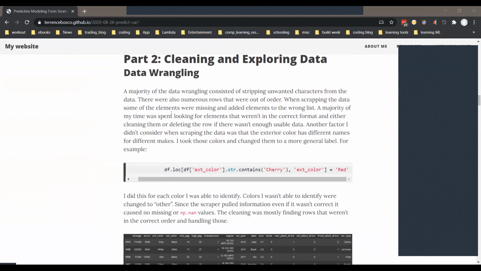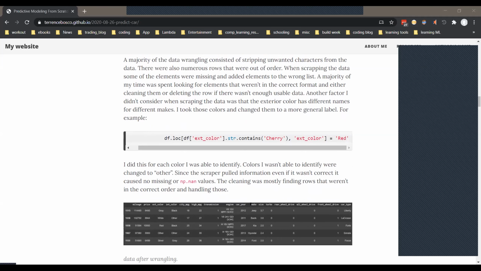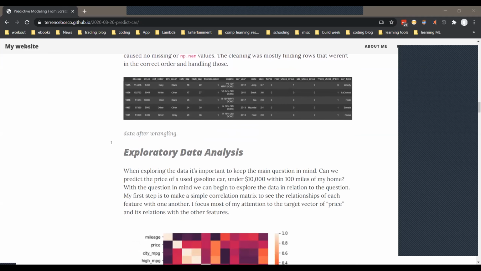For cleaning, the data was relatively clean. It was just a matter of removing characters in the elements that I didn't want and refactoring the data. And this is a look at the data set after all that was said and done.